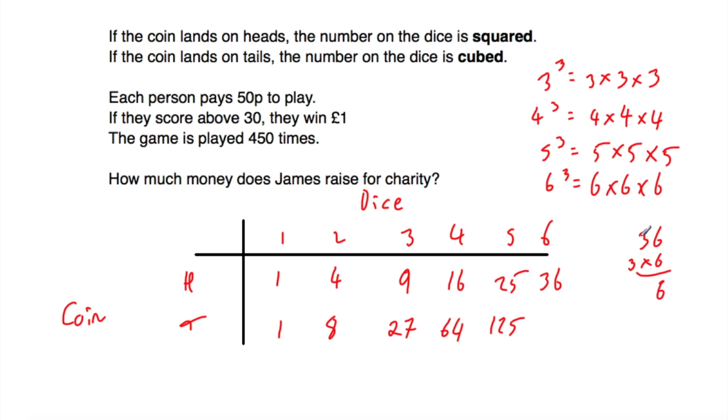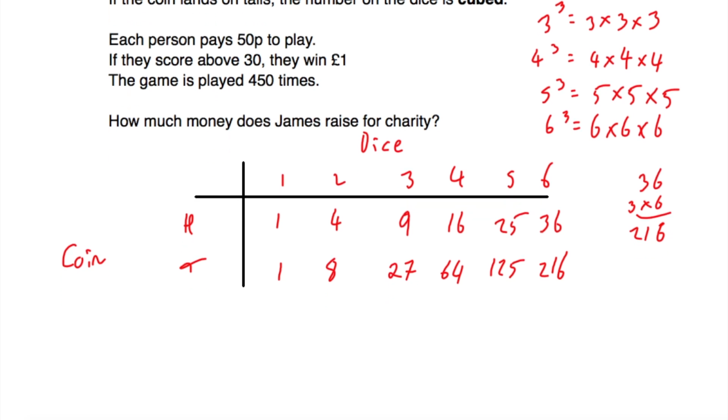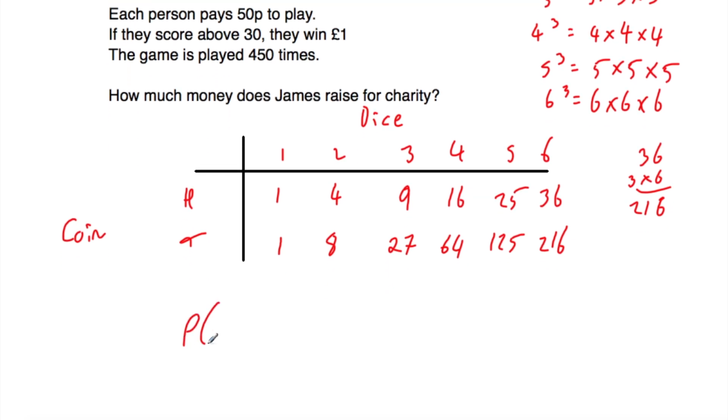6 times 3 is 18, plus 3 is 21, so that's 216. So we've got all the numbers here in the sample space diagram, and we're told that if someone scores above 30, they win £1. So let's find the probability that the number is bigger than 30. So the probability of over 30.